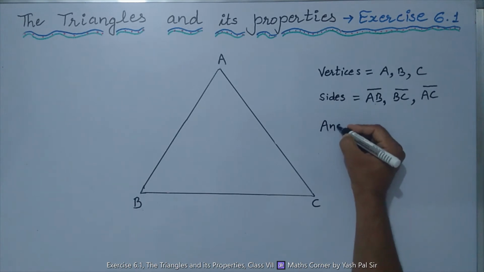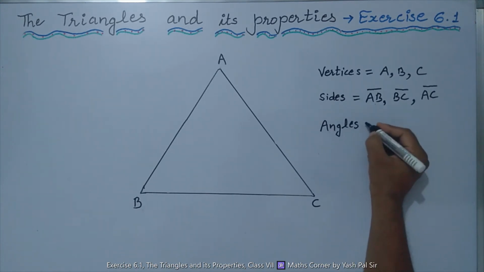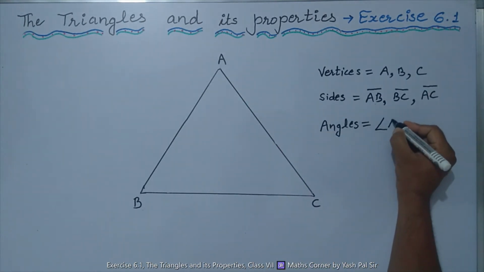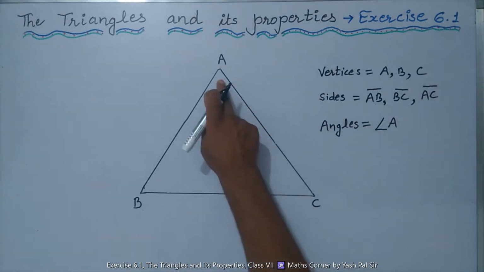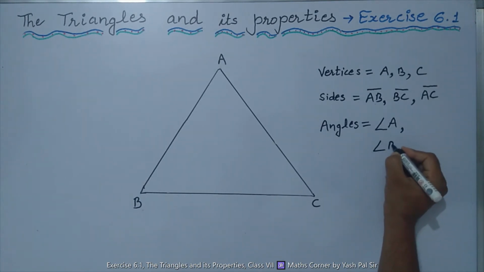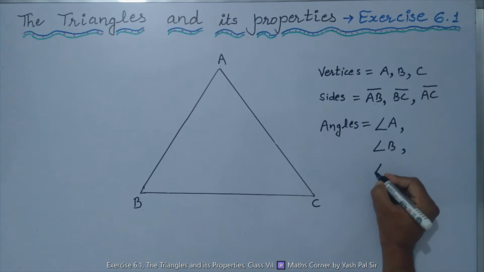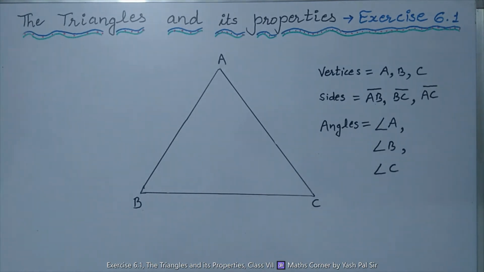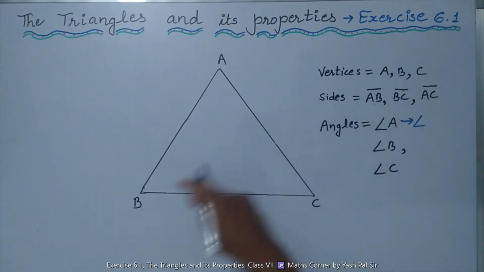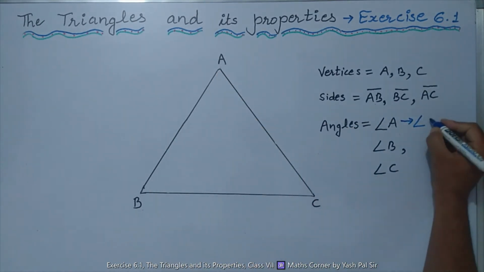What are the angles? Angles of the triangle are, first angle is denoted like this. This is the symbol for writing angle A. Next one is angle B. Last one is angle C. Right? One important thing here, we can also write angle A like this. Angle A is also written as angle BAC.